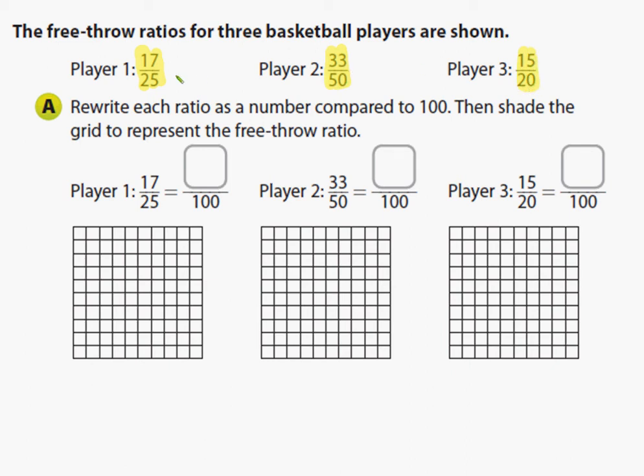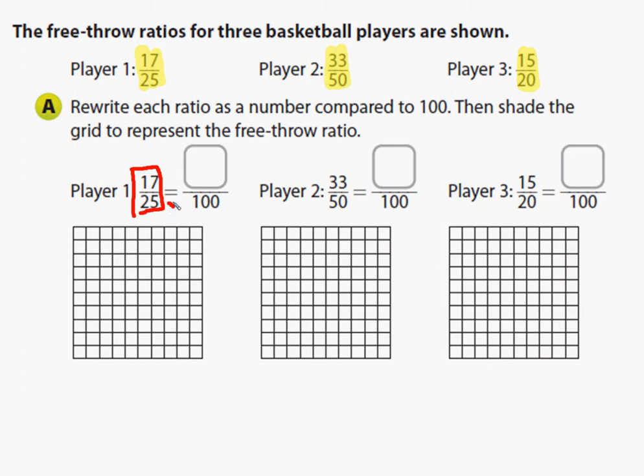Now, in the form that they're in, it's very difficult to determine who had the best ratio, who had the best rate of making those free throws. So we're going to turn those into percents. Once we do, it'll be very easy to tell. So what we're going to do is take 17 25ths and find an equivalent fraction that has a denominator of 100.